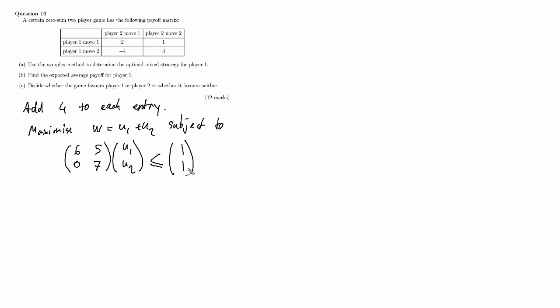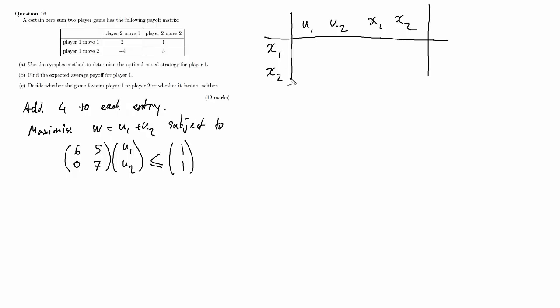Now that we have our problem set up, we can write down our initial tableau. U1 and U2 are our decision variables, and because we have two constraints, we have x1 and x2 for our slack variables. Our slack variables again, x1 and x2, go here. We put in our payoff matrix in its adjusted form, and fill in the rest of the table in the usual way. We're maximizing U1 plus U2, so we have -1, -1, 0, 0, 0.